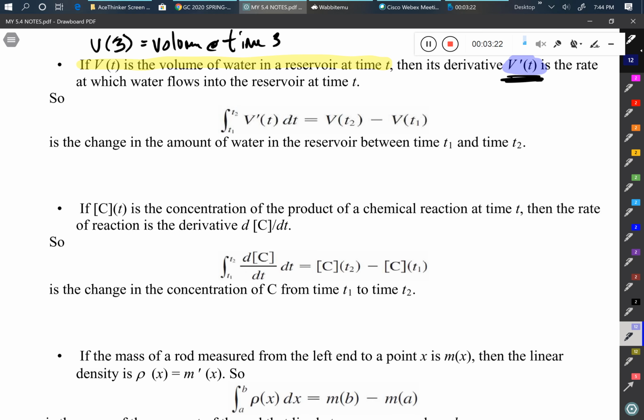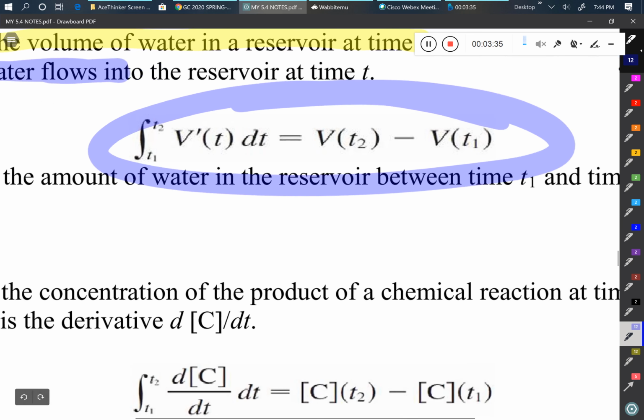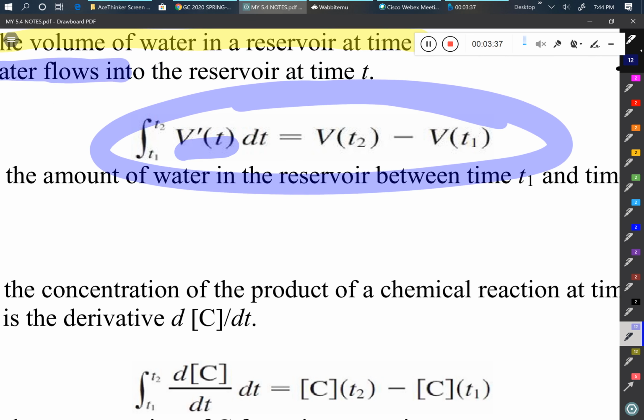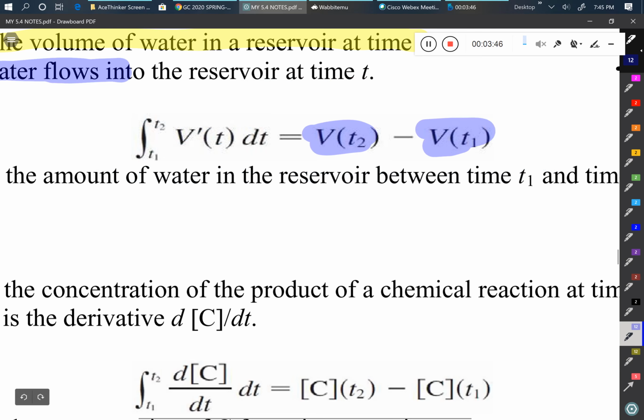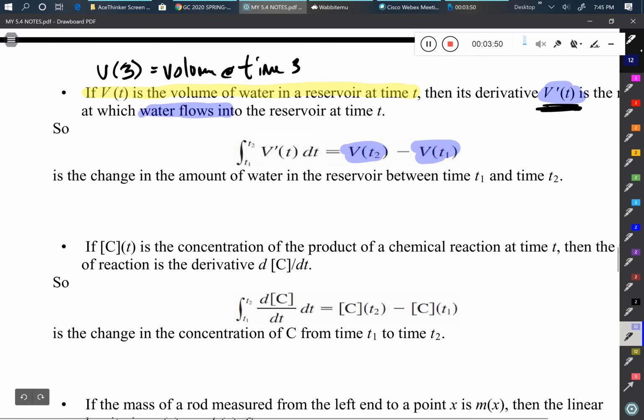So let's say that there's a reservoir and there's water flowing into the reservoir, then v prime would tell you how much water is flowing into the reservoir as a function of time. So then what would this integral mean? Well, if we do the integral of the water flowing into the reservoir, the v prime of t here, we're going to get a volume at time 2 minus a volume at time 1, and that is going to give us how much water went into the reservoir from time 1 to time 2.